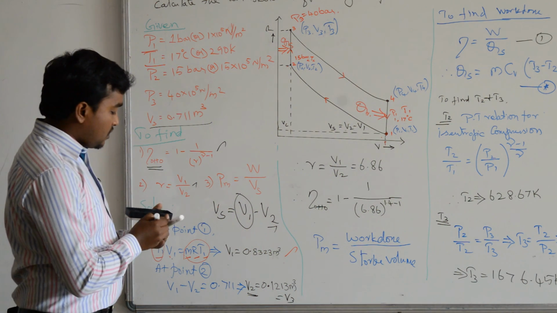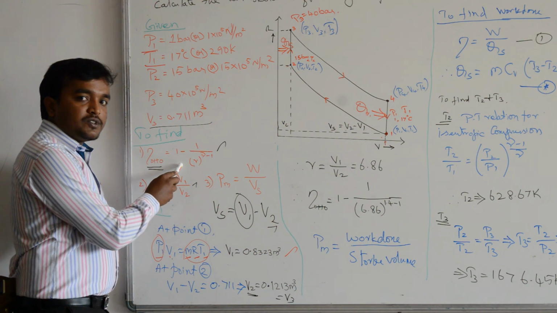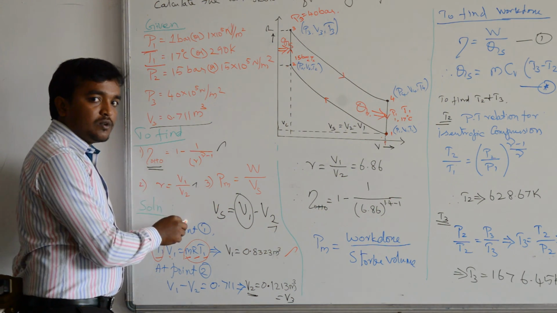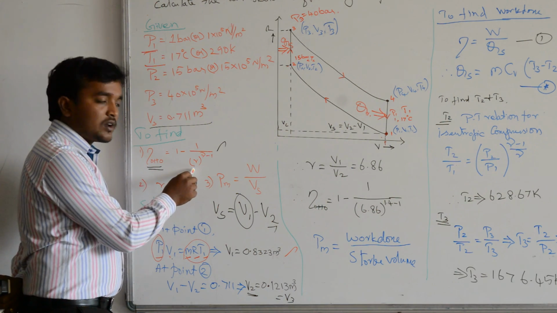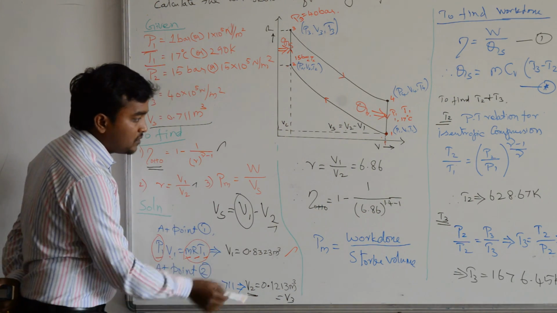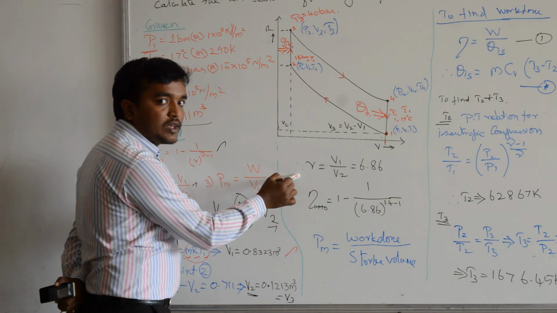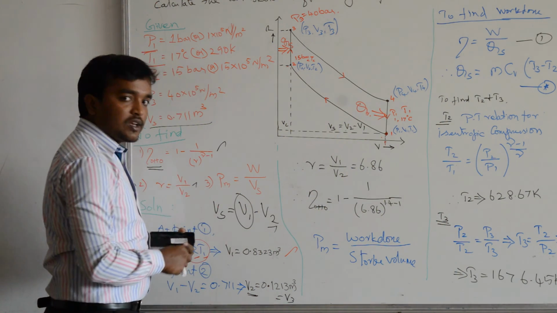Then to find the Otto cycle efficiency, we want the V1 and V2 values. V1 by V2 is equal to r. So we know both values. Substitute the V1 by V2 value in the r value. The first required data is found.